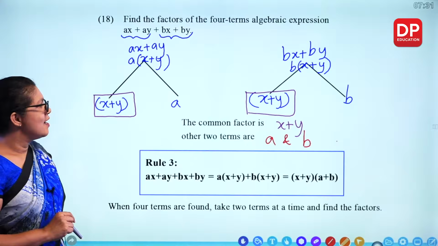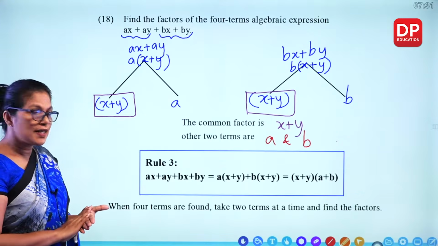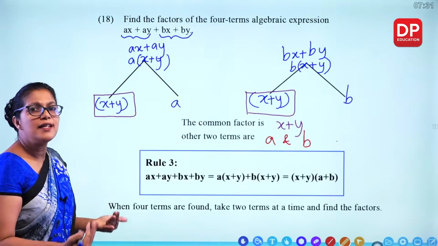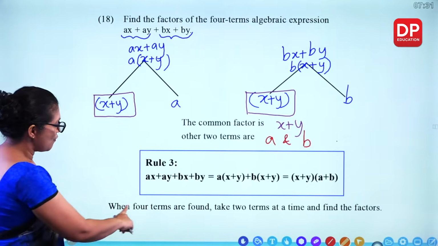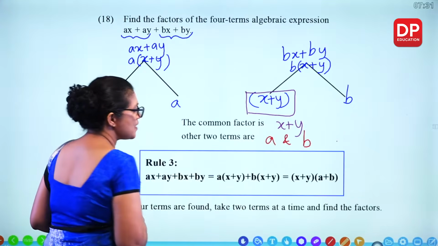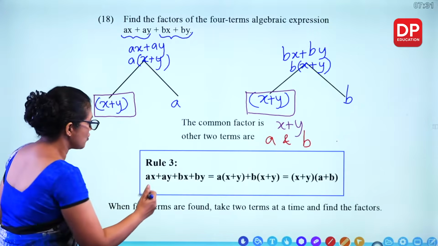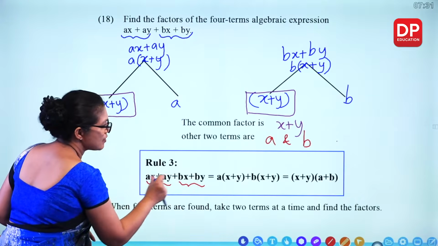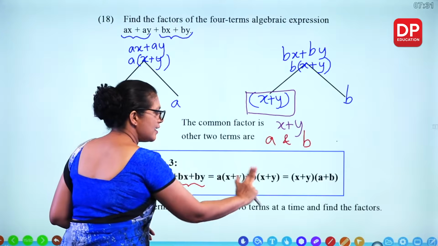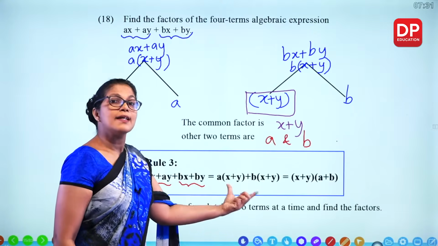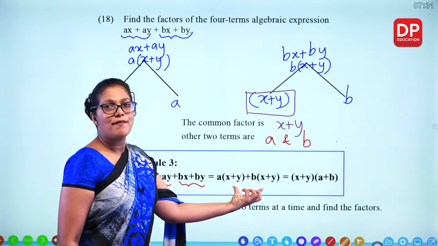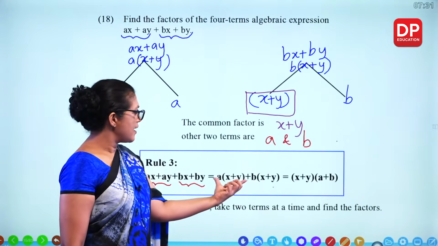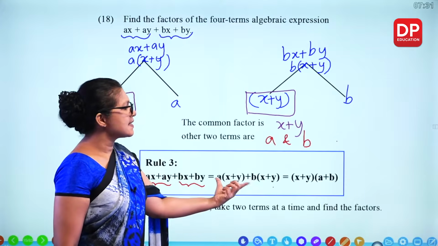What's that? When you get 4 terms, you can take 2 at a time and then factorize again. When 4 terms are found, take 2 terms at a time and find the factor. So here, take these 2 separately, these 2 separately, factorize, and then finally, you will end up with 2 expressions. Again, take the common factor out. X plus y is common. Take it out and you can write down the remaining part as a plus b.